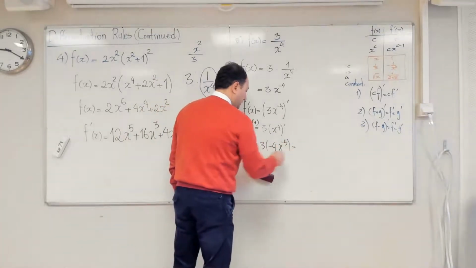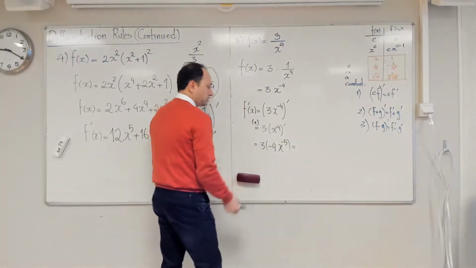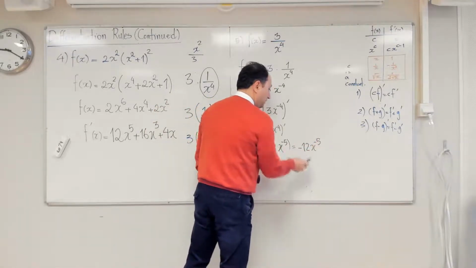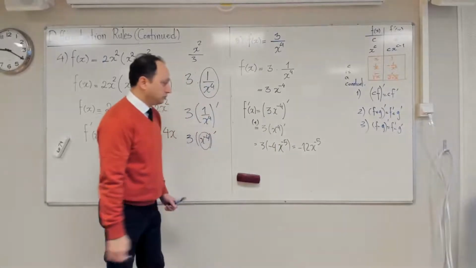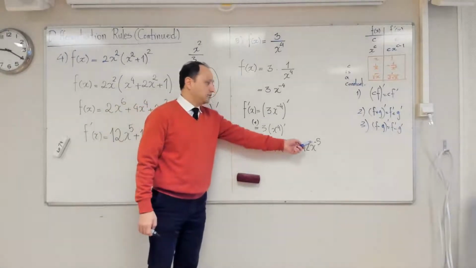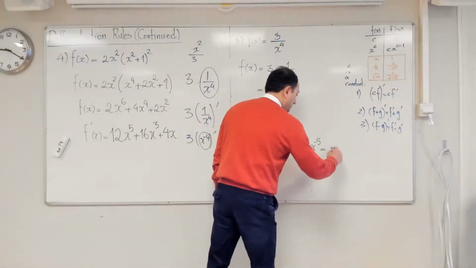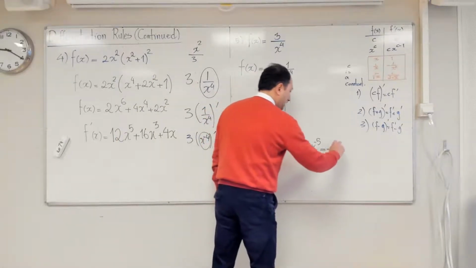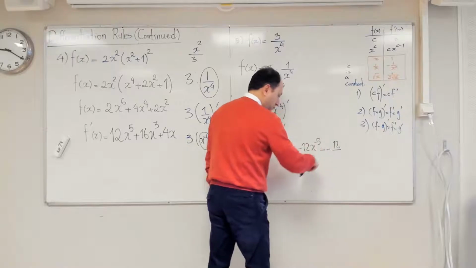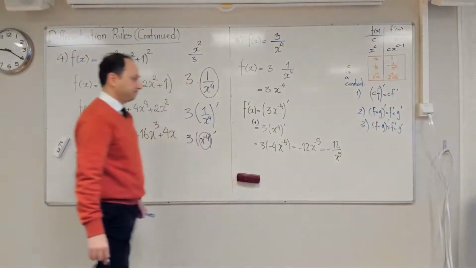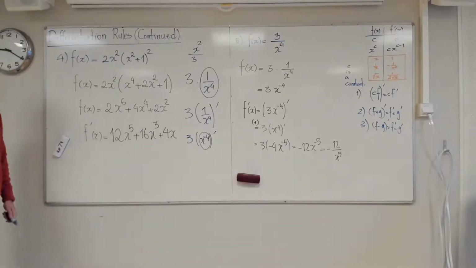And of course, nobody leaves this like that. 3 times -4 is -12, x to the power of -5. If you stop here, that's completely acceptable for me. But myself prefer to write it with positive powers. I continue one more step. So I would write minus 12, and I take this one down to make it positive. But if you stop here, that's okay. Is it clear? Yes? Okay.